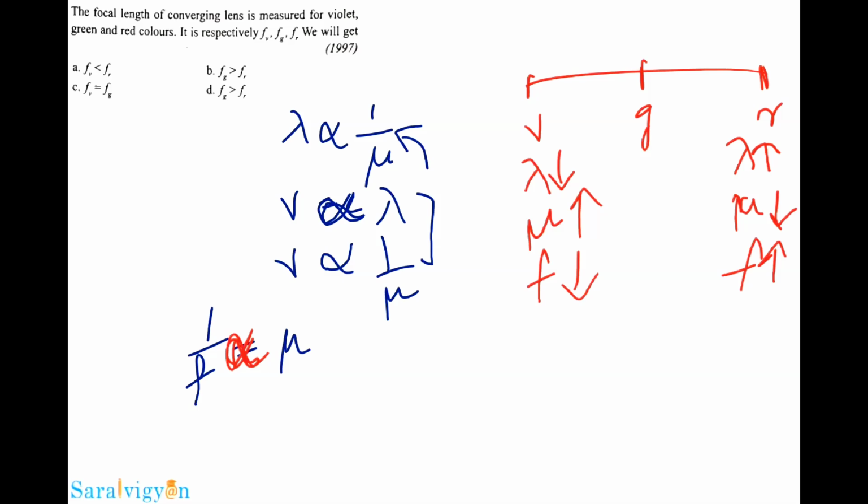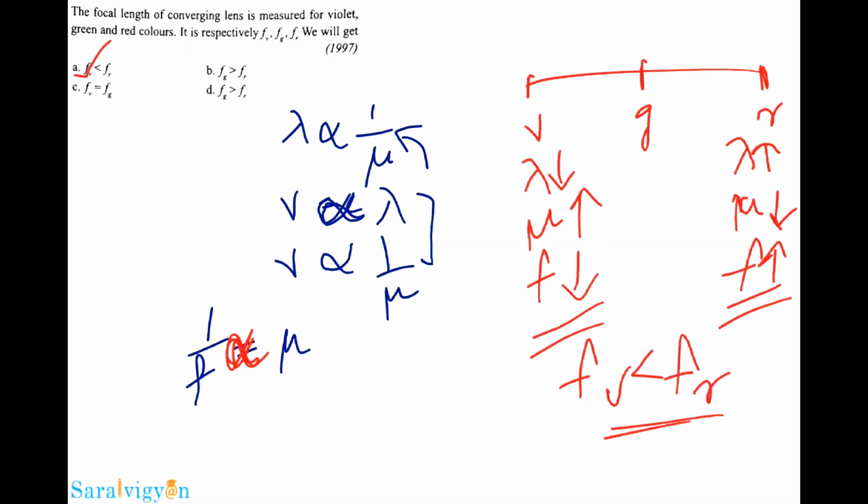So now we have our focal length relations. Now we just have to compare with the options given. So with what we found, we know that focal length of violet is less than focal length of red, which is our option A. So we don't have to check other options. We got the answer straight away.